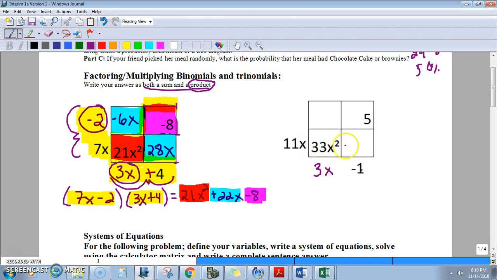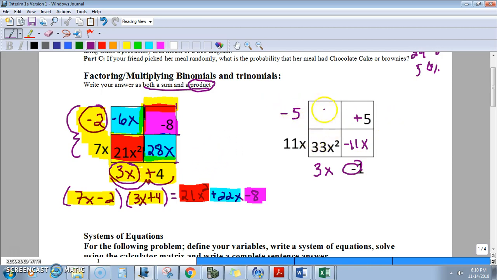Negative 1 times 11x is negative 11x. 3x times, oh, I need to do this first. Negative 1 times what will give me 5? Well, that's got to be negative 5, because this 5 is positive, and if this is negative, I need another negative to make that positive.